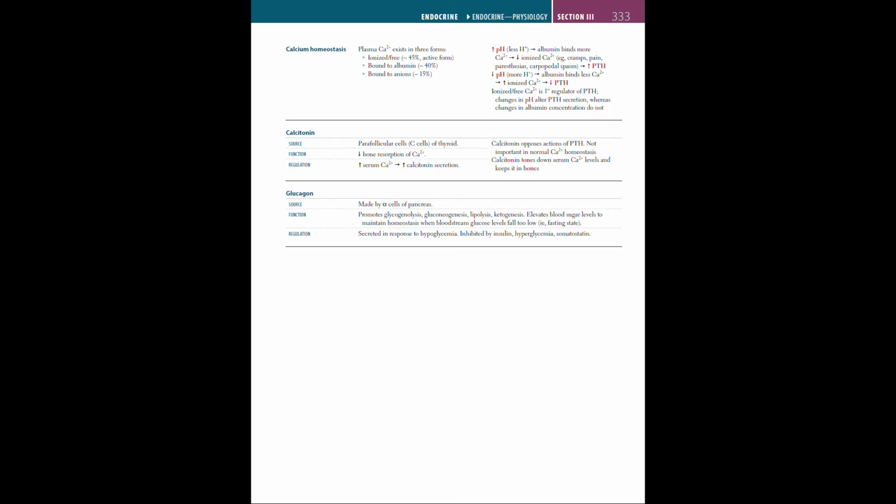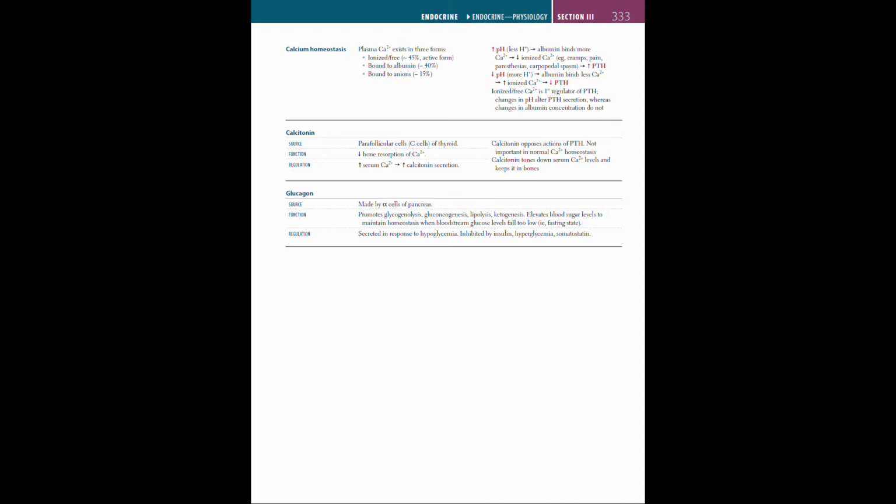Ionized or free calcium is a primary regulator of PTH. Changes in pH alter PTH secretion, whereas changes in albumin concentration do not cause any changes to PTH.